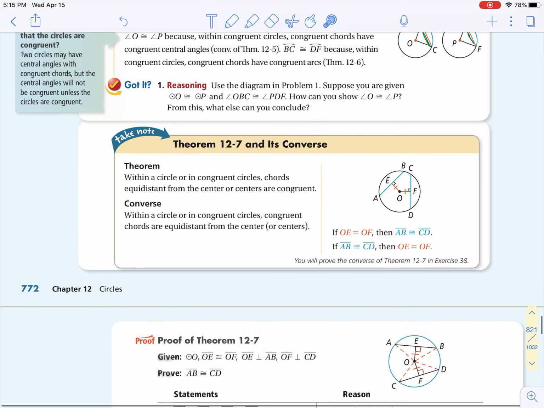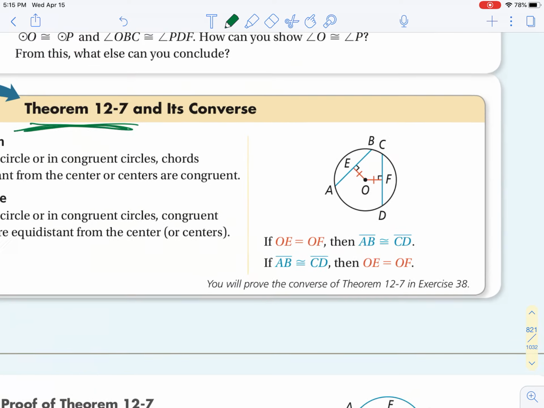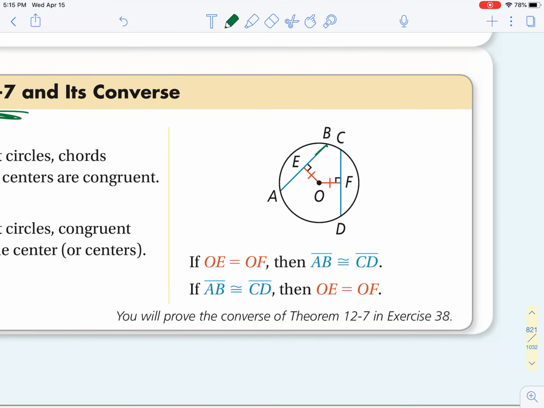All right, one more theorem coming at you, that's 12-7. And that has to do with just how, okay, great. So we have our chord here, and we know the chords are the same distance away from the center.